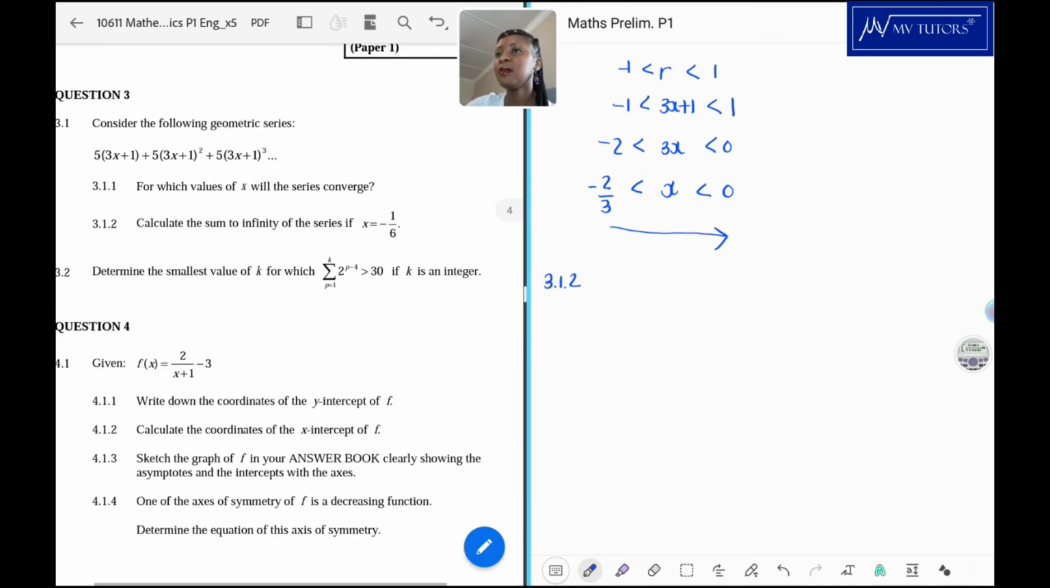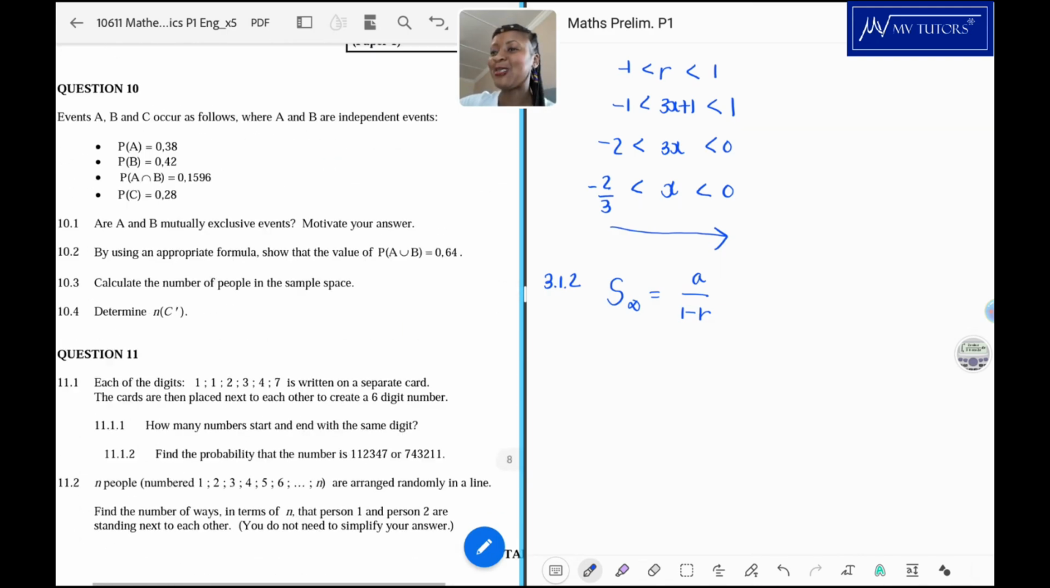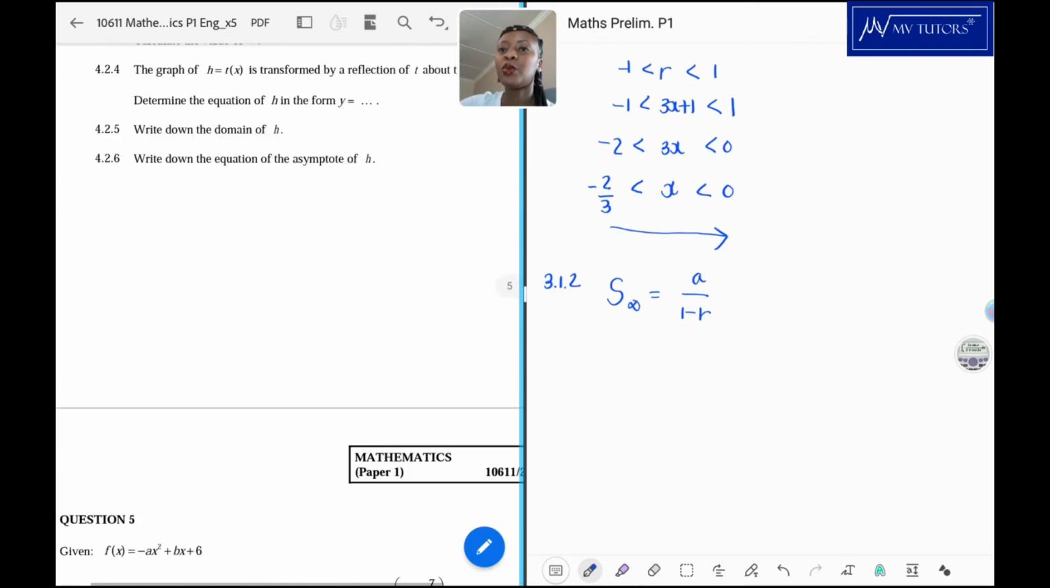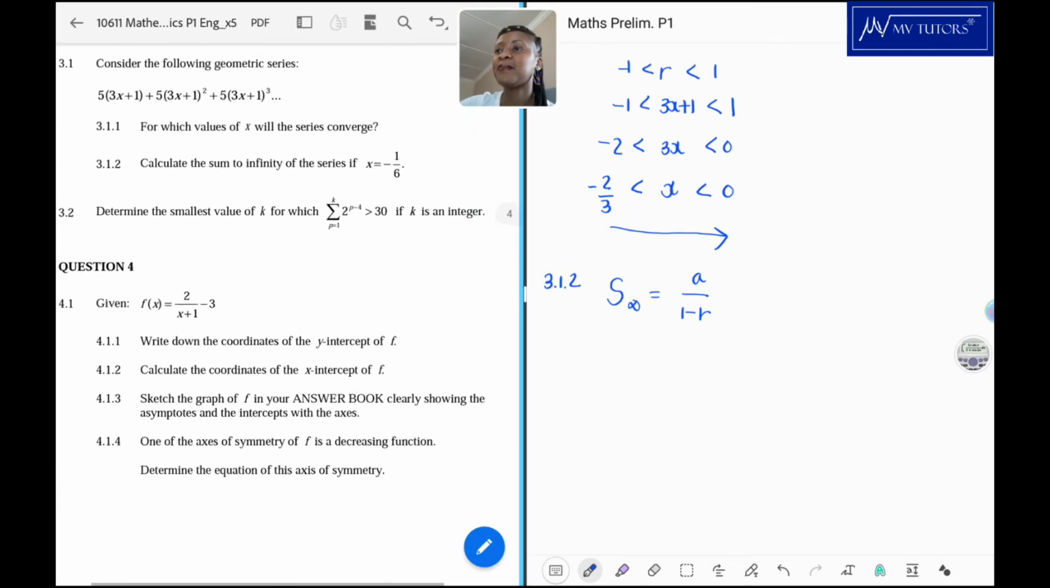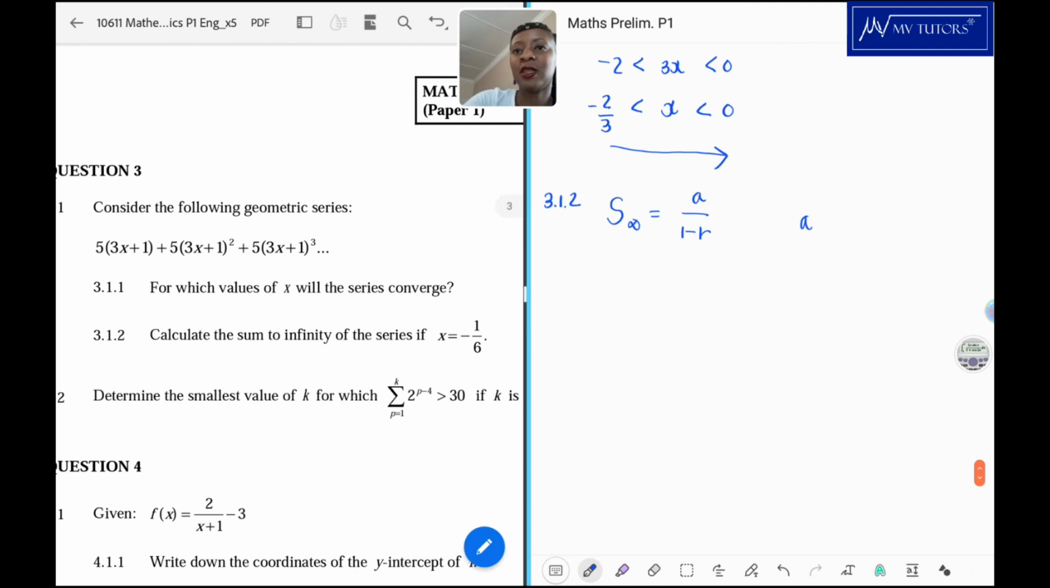3.1.2. They say, calculate the sum to infinity of the series if x is equal to -1 over 6. So we did say the sum to infinity is equal to a over 1 minus r. Let me just make sure, is it really 1 minus r? Yes, it is. So we have a, don't we? Yes, a is actually the first term, which was 5 times 3x plus 1, and we know that x now is -1 over 6.